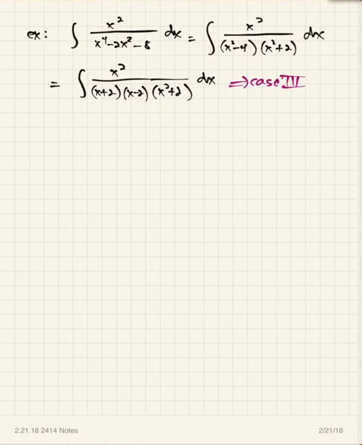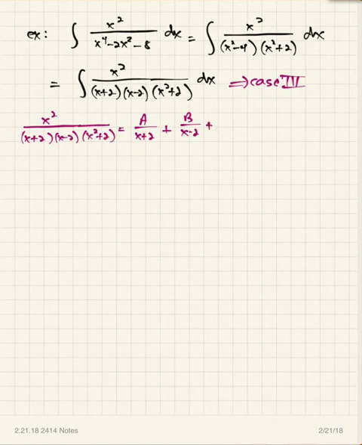All right, so let's write out the decomposition. So we'd have x squared over x plus 2 times x minus 2 times x squared plus 2 equals, so you take care of the linear factors, as we've seen before. So it'd be a over x plus 2 plus b over x minus 2. And then you've got to take care of that irreducible quadratic, so this would be cx plus d over x squared plus 2.